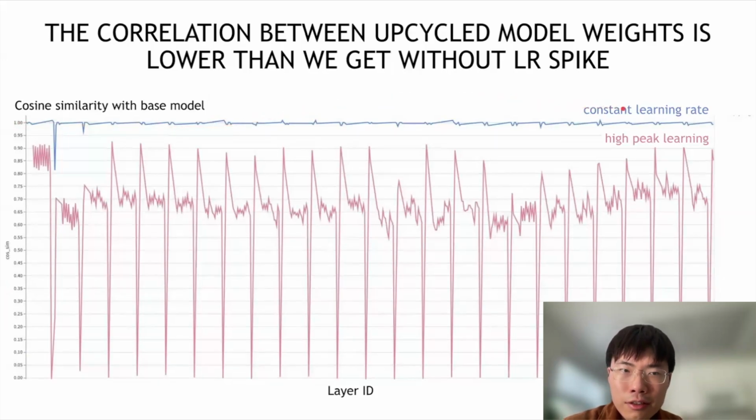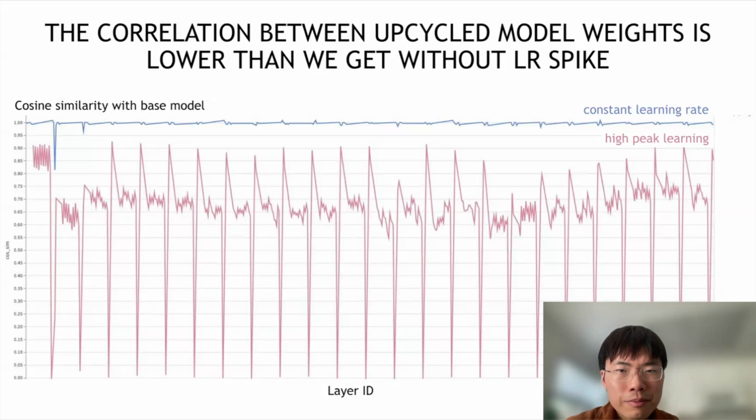So if you use a constant learning rate, you will get a cosine similarity of almost 1, which means the model didn't deviate much from the original model. But if you use a higher peak learning rate, as we showed before, the cosine similarity is much lower. We found this to be one of the important metrics, which coincides with the training loss. So if the cosine similarity is pretty high, the upcycling loss is not very good either.